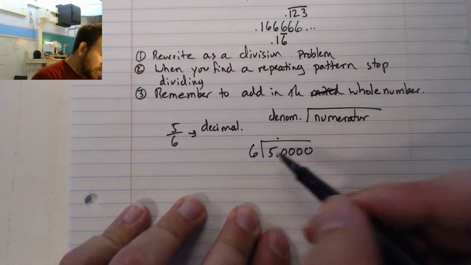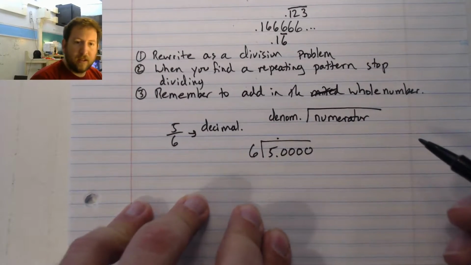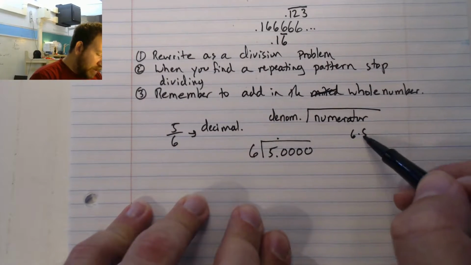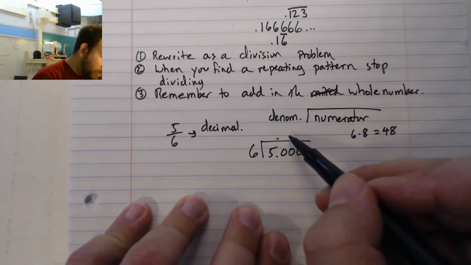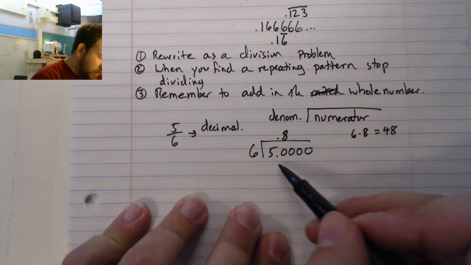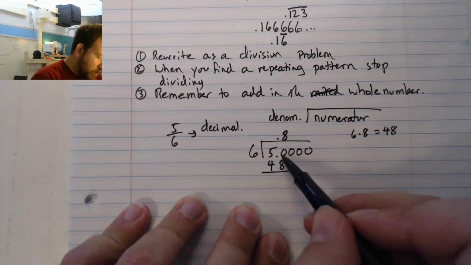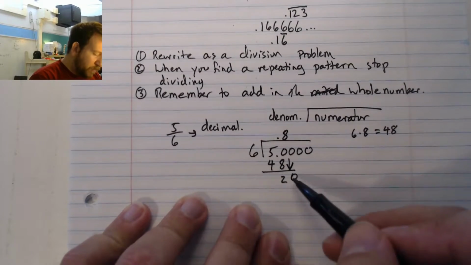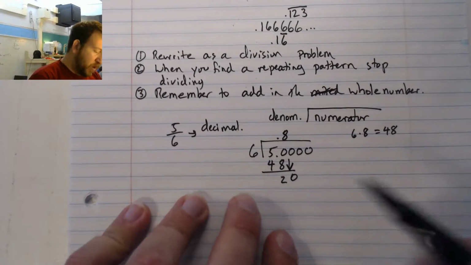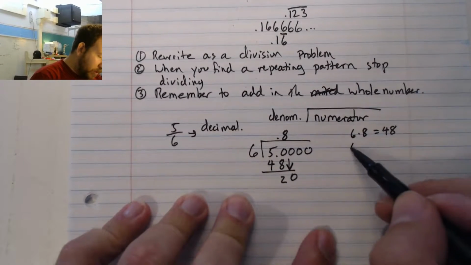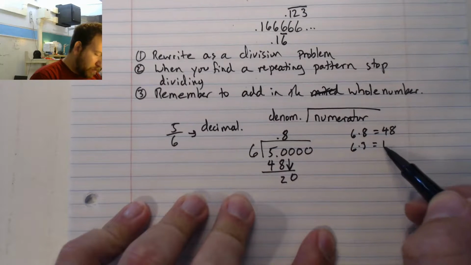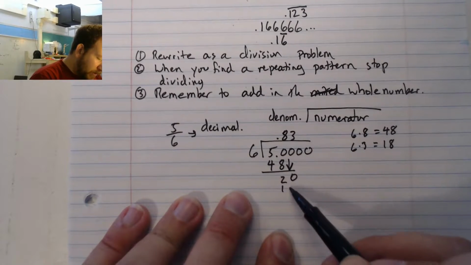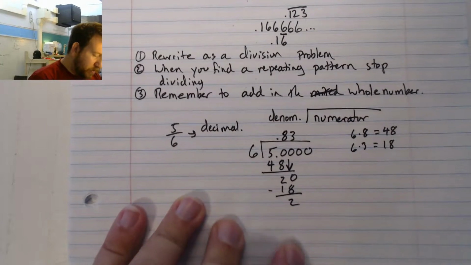Okay, so 6 times 10 is 60, 6 times 9 is 54, so I'm going to guess it's 6 times 8, which is 48. So I'm going to put in 8 here. Subtract, I get 2. I'm going to bring down my 0. So now, how many 6's are in 20? Well, 6, 12, 18. 6 times 3 is 18. So I have 3. Subtract, I get a 2.